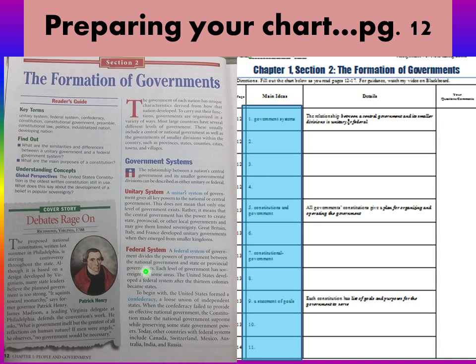Number 3, you're going to write the next word you see in red, federal system. Put that here in number 3. And your vocabulary word, federal system, you just wrote that. We have another vocabulary word down here, confederacy. Put that here in number 4.